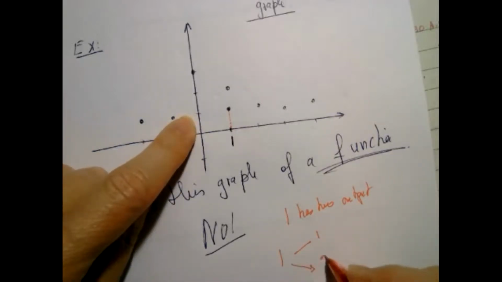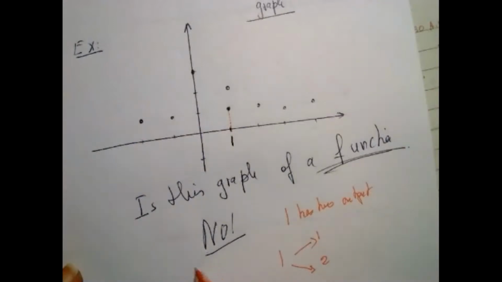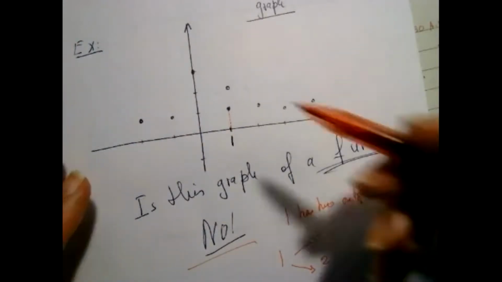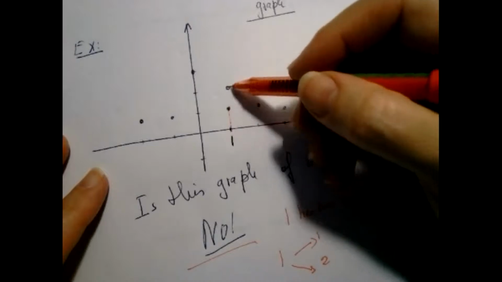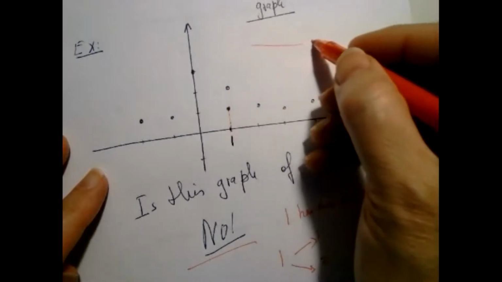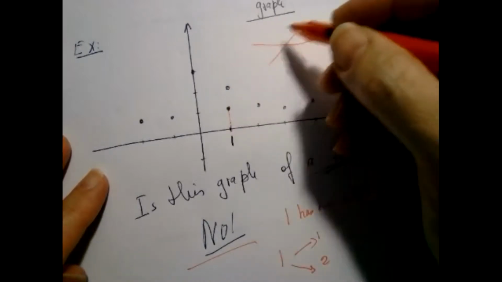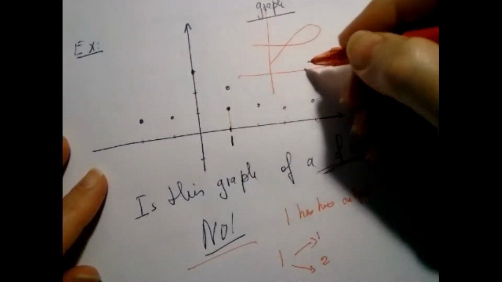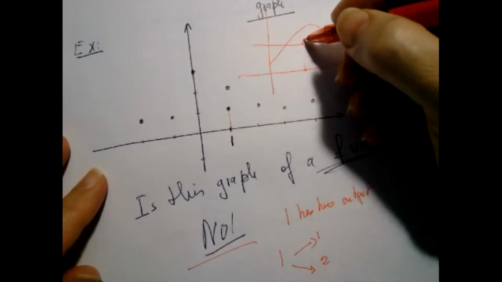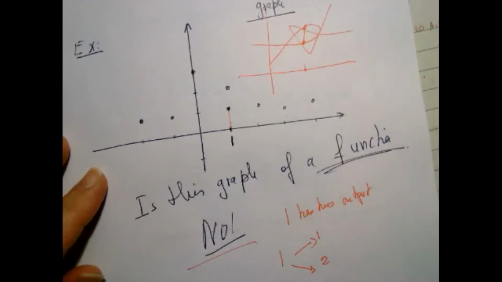1 and 2. It goes to 2. Therefore, it's not a function. So to be a function, for every value here, I should have exactly one output. So the graph cannot cross each other. This type of graph is not the graph of a function because for one input, I can have 1, 2 outputs. It's not the graph of a function.